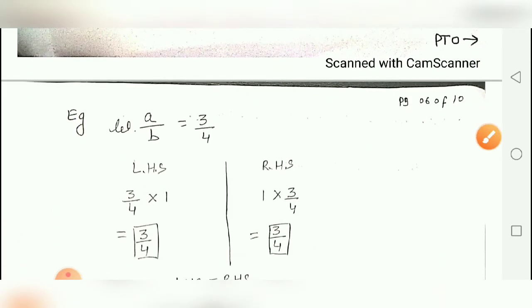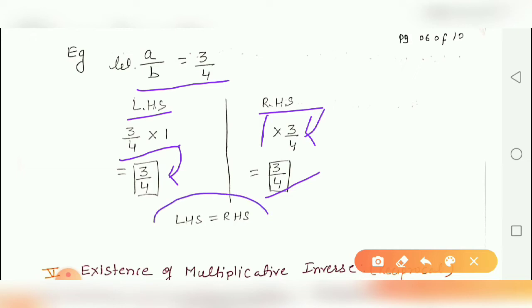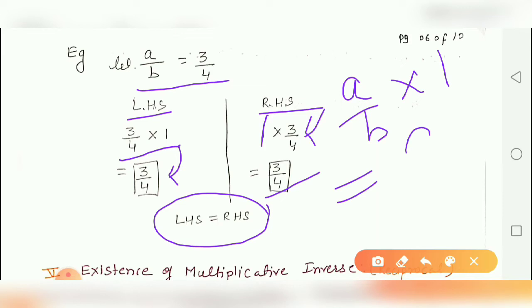Now let us take an example. If our rational number is 3 upon 4, so on the left hand side, if I multiply 3 upon 4 into 1, I'll get 3 upon 4 as the answer, and on the right hand side, if I multiply 1 into the same rational number, I'll get the same answer 3 upon 4, and left hand side is equal to right hand side. So if any rational number is multiplied by 1, we will get the same rational number as the answer.